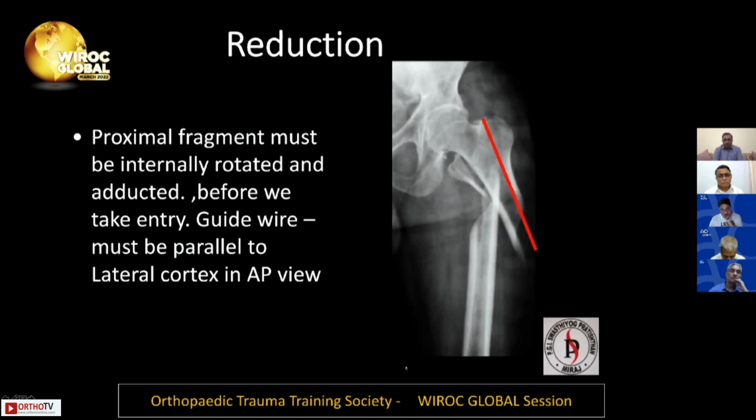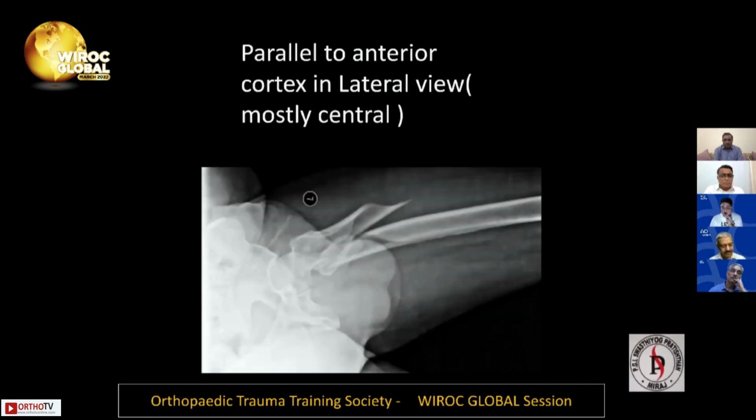The rotation of the proximal fragment is rotated in all subtrochanteric fractures. You need to internally rotate and then make an entry point. Before that, you don't take any entry point. It should be parallel to the lateral cortex, and in lateral view it should be exactly in the center, so that the guide wire level should be there. Then you can open up and plan your nailing section.